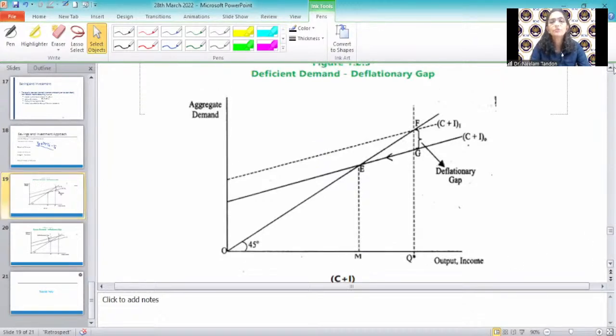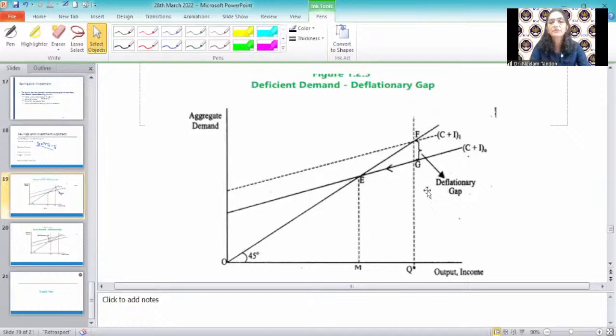the concept of deficit demand. You can see here the classic example of deficit demand, the overall demand in the economy. Deficient demand means a low level of demand, lower than what is required. So that is deficient demand.